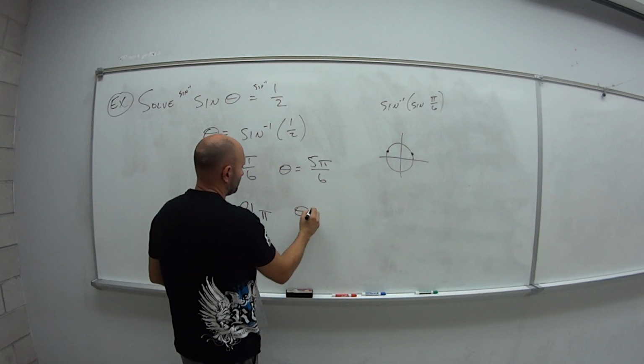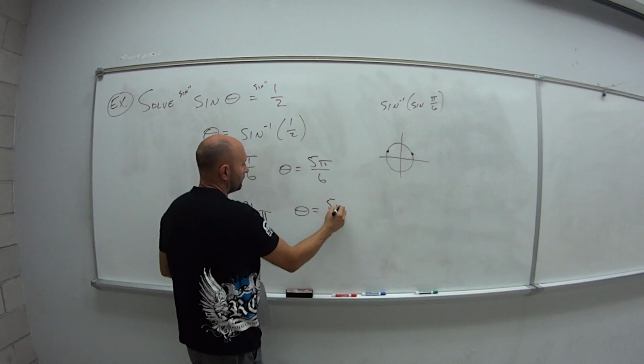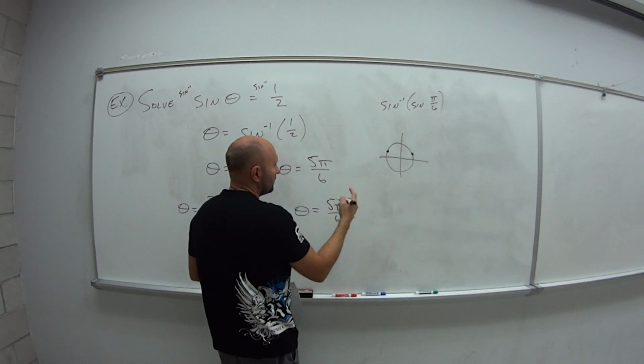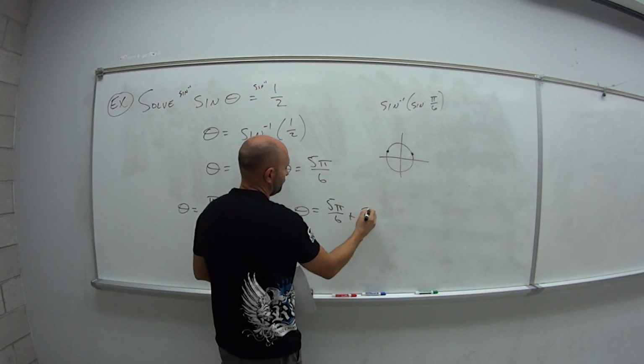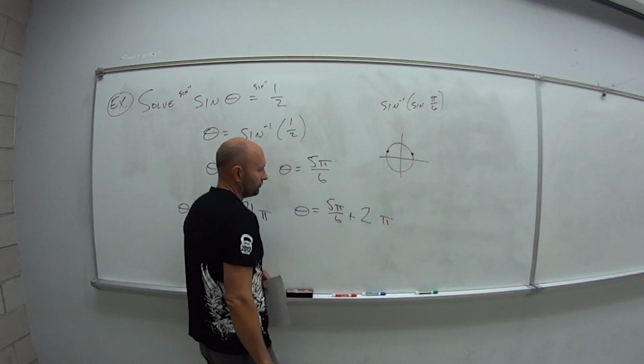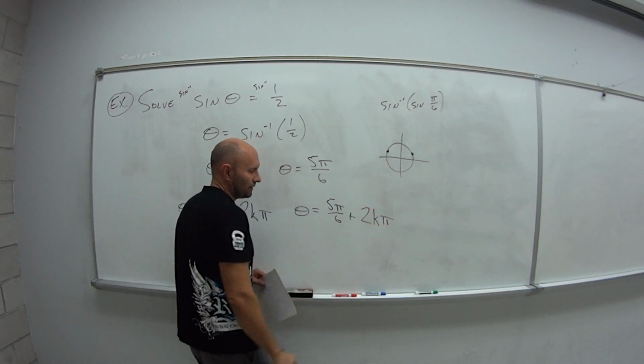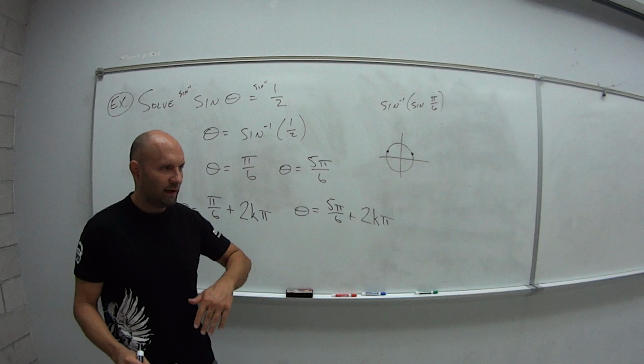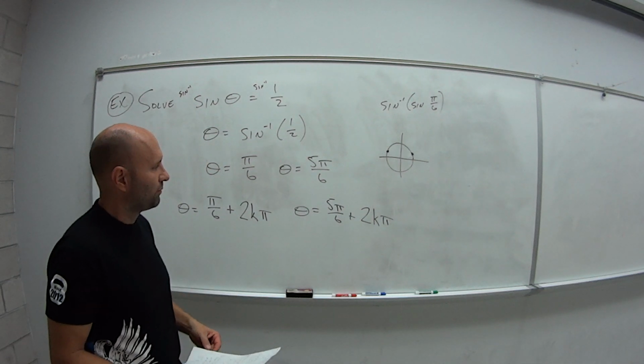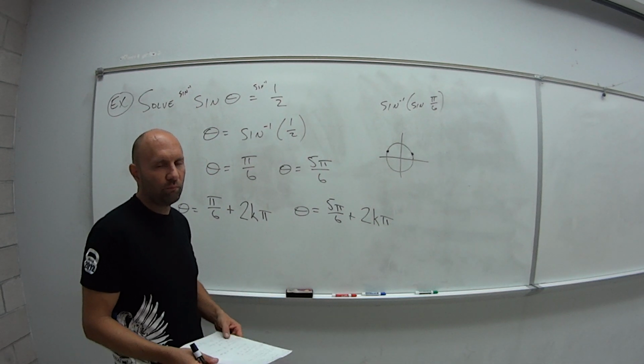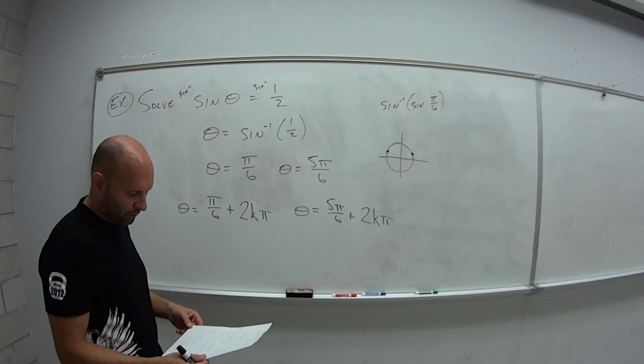Same thing here. Theta is equal to 5 pi over 6. Because the period for sine is 2 pi, I can write 2 pi, and then I need this value k to indicate all the possible values we could take to get once around the circle, backwards around the circle, etc.